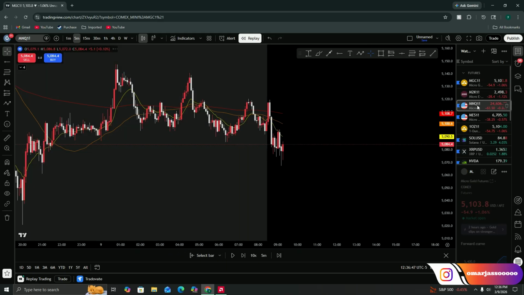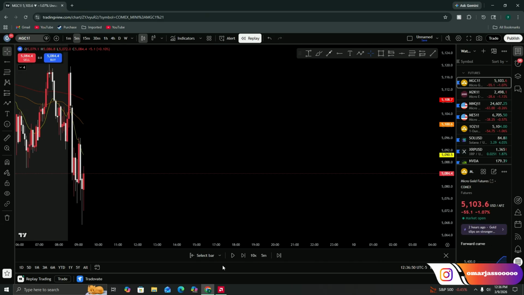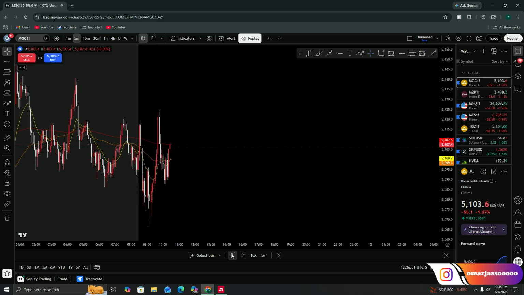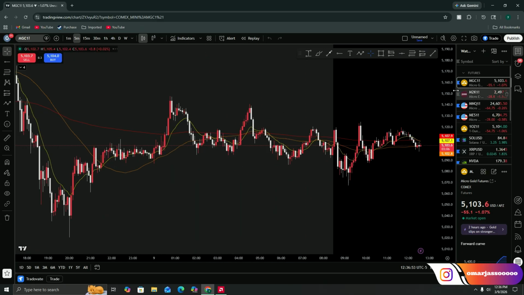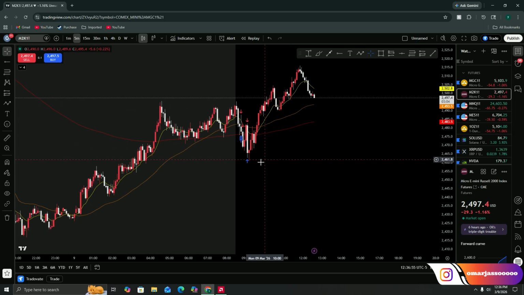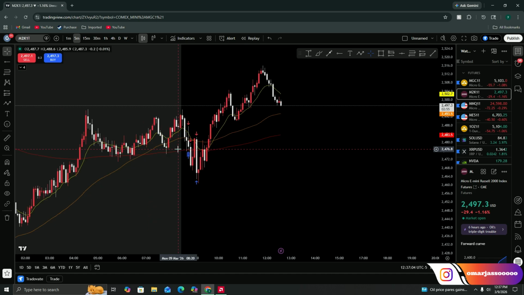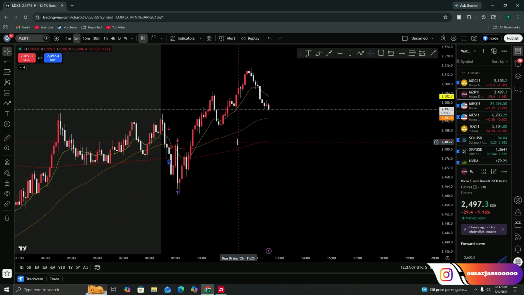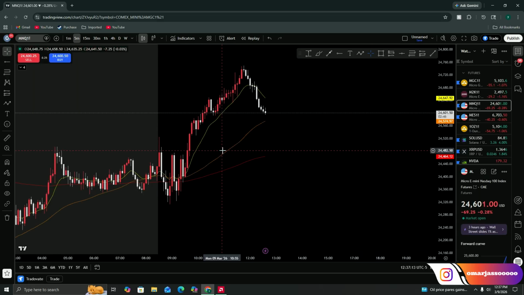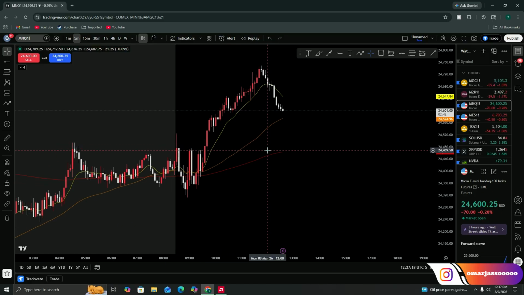Gold, I didn't see anything, but let's keep going. Let's keep moving. Let's go right here. As you guys can see, once my executions were here, we ended up ripping up, almost covering the gap. But my bias wasn't wrong. I just think that Russell wasn't it today. Whenever I was looking at it, NQ was the play, bro. It was the play.